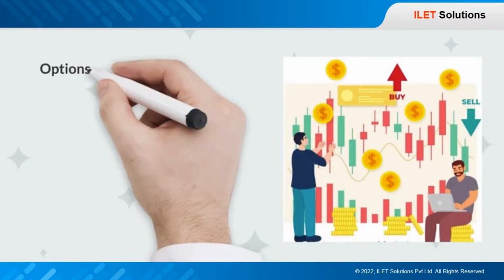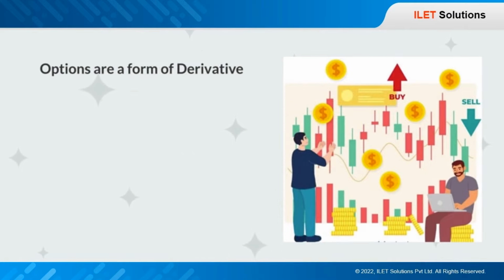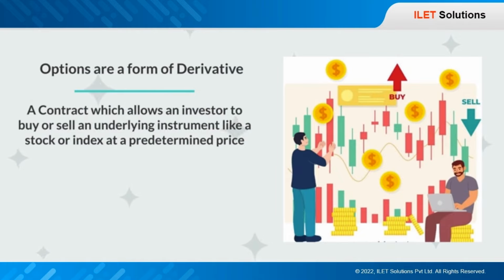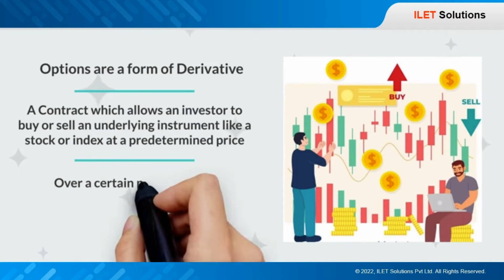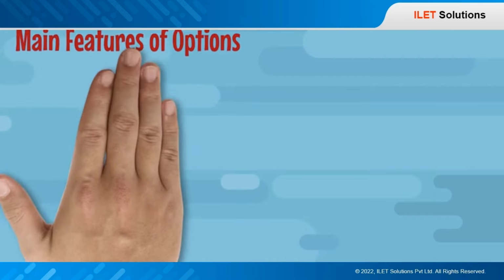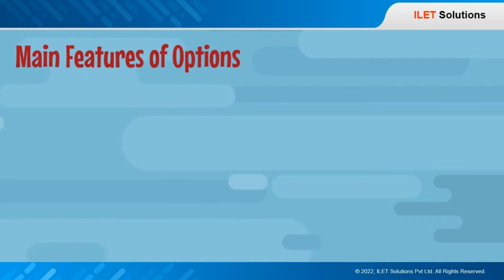As seen earlier, options are a form of derivative. It is a contract which allows an investor to buy or sell an underlying instrument like a stock or index at a predetermined price over a certain period of time, and for that, a premium is paid by the buyer to the seller. Each option has these main features.